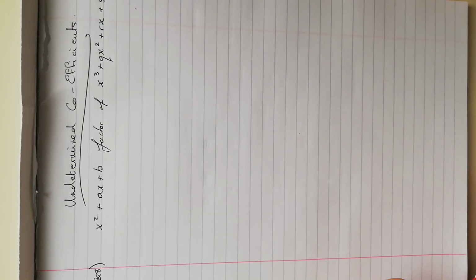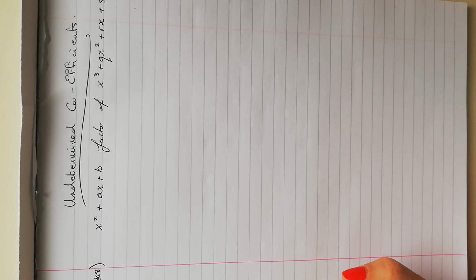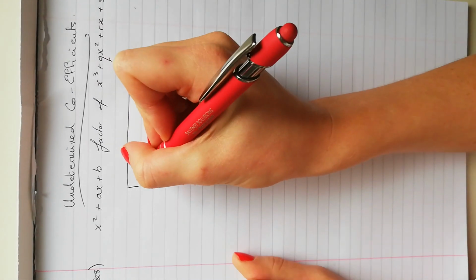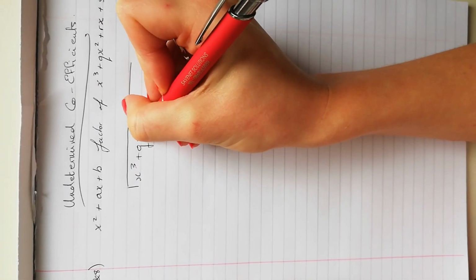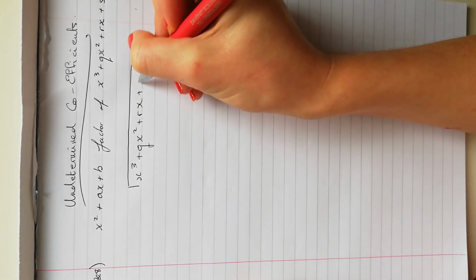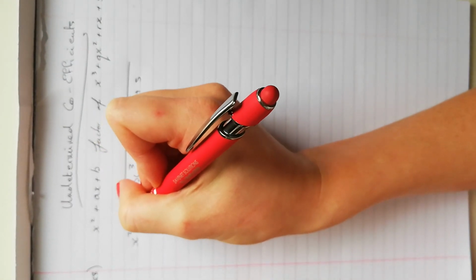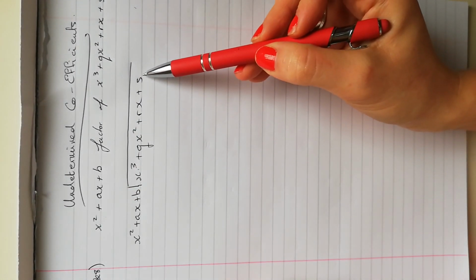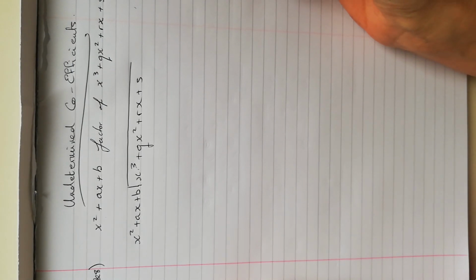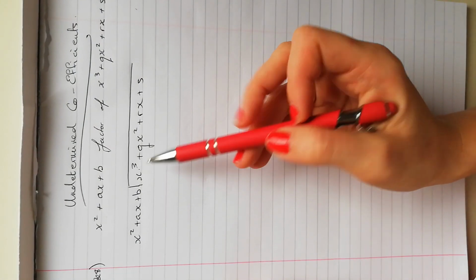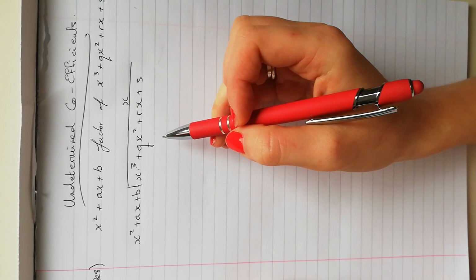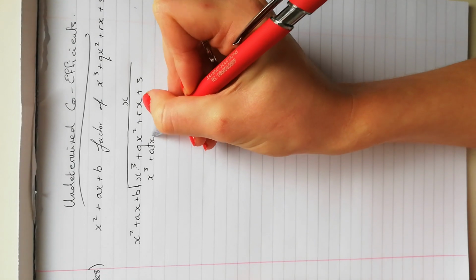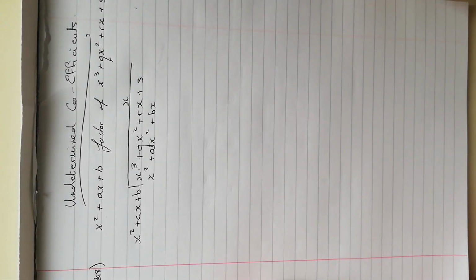Okay, so I'm going to do question 8 from the Undetermined Coefficients worksheet. I'm going to do it with long division first. Now we have every term below the highest power, so we can go straight into it. x squared into x cubed is x, and then multiply it back: x cubed plus a x squared plus b x.